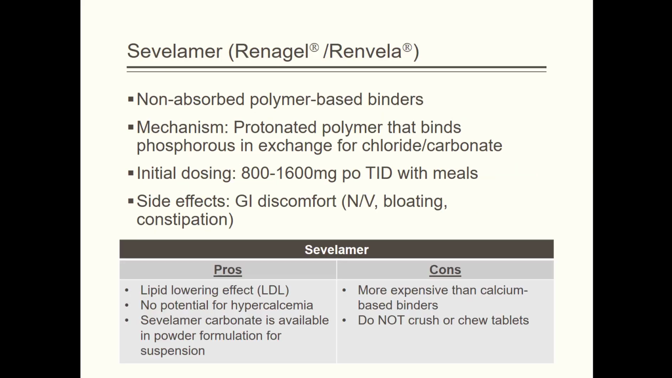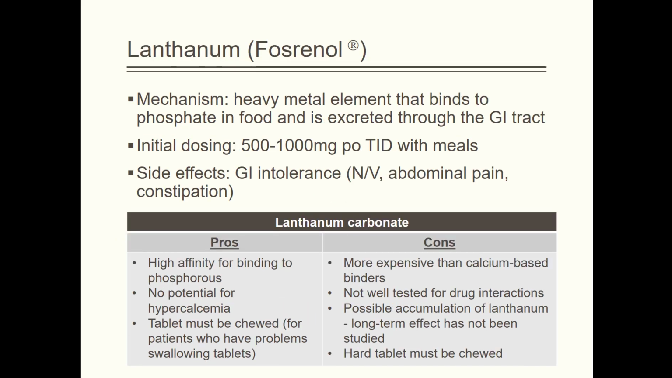Sevelamer is non-absorbed polymer-based binders. The pros and cons for sevelamer are listed on the table. Fosrenol, or lanthanum, is also used as phosphate binder. Pros and cons are listed on the chart. It is a chewable tablet, however, it's very, very difficult to chew on. So patients with denture problems may not be able to use lanthanum as much as you could.